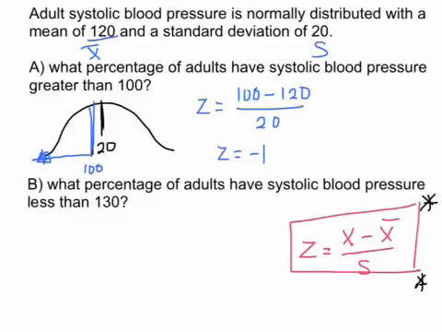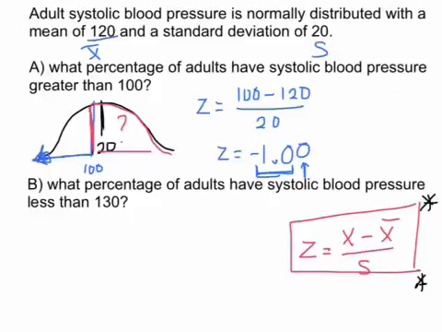But the question is saying, what percentage of adults have systolic blood pressure greater than 100? So I actually want to know what percentage fall in here. So the first thing I have to do is use my chart. When I find what goes in that place, I go to my chart and I look at -1.00. So this would be on the left, that would be on the top.